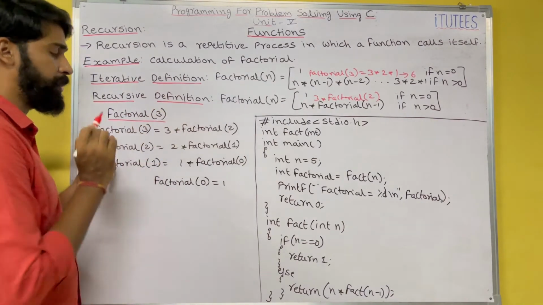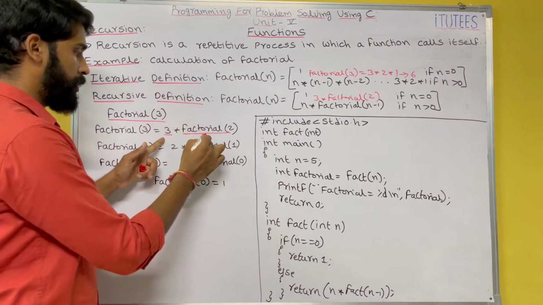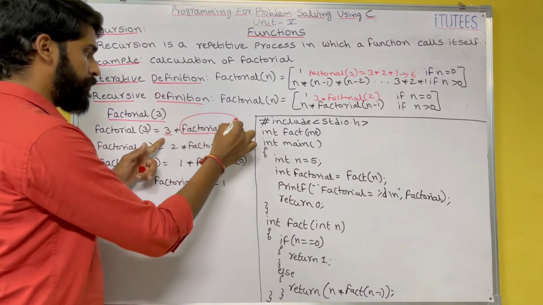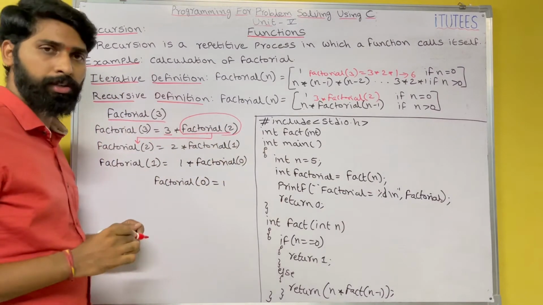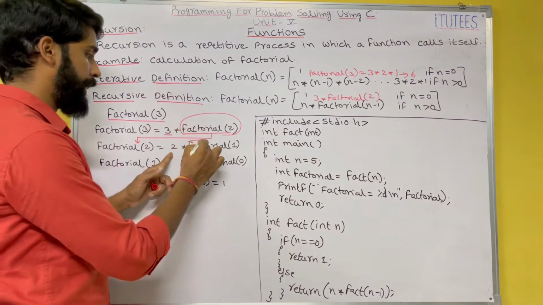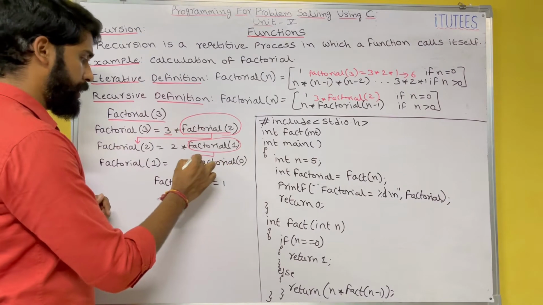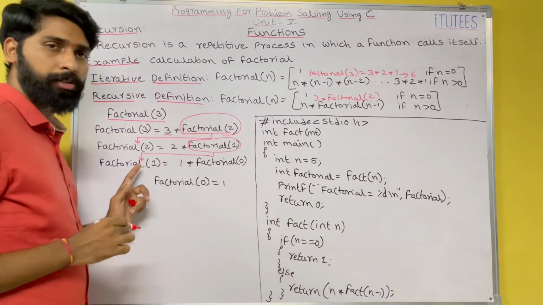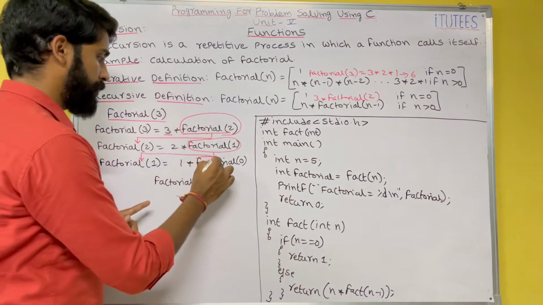So factorial of 3 equals 3 into factorial of 2. Now we don't know the value of factorial of 2 here, so the function is called again: factorial of 2. Factorial of 2 equals 2 into factorial of 1. We don't know the value of factorial of 1, so again the function is called. Factorial of 1 equals 1 into factorial of 0.